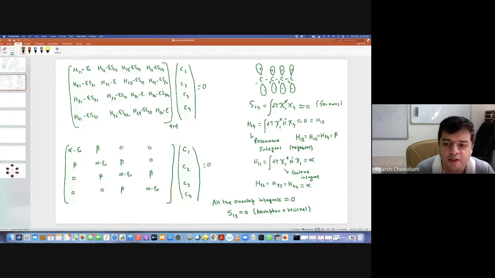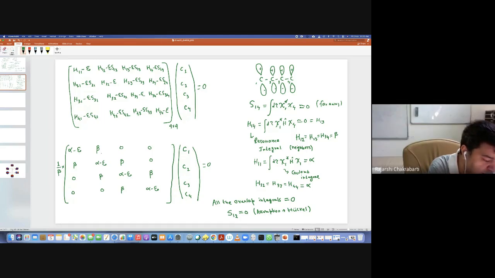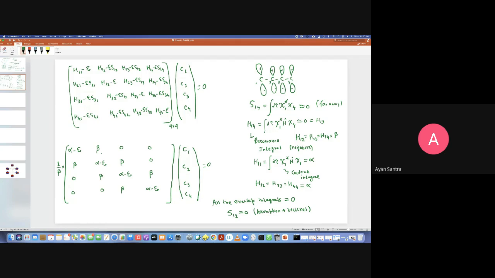Okay, this is fine. Now this is equal to 0. So I can do one thing. I can divide all the terms by beta, I just multiply this from the left by 1 by beta. Can I do this? Just multiplying. If I multiply with 1 by beta, what am I going to get? This 1 by beta will go inside, isn't it? And then each element will get multiplied by 1 by beta, or get divided by beta.